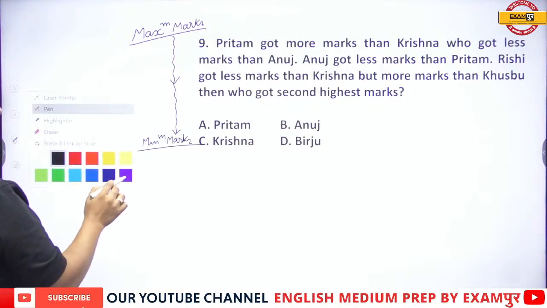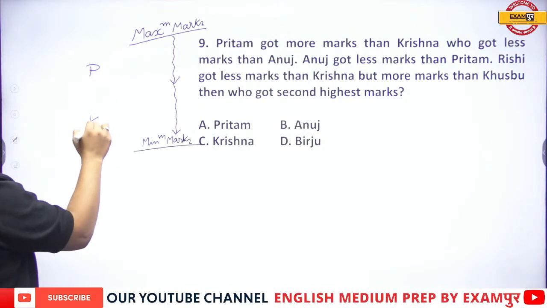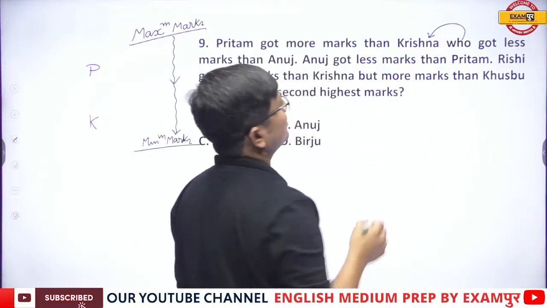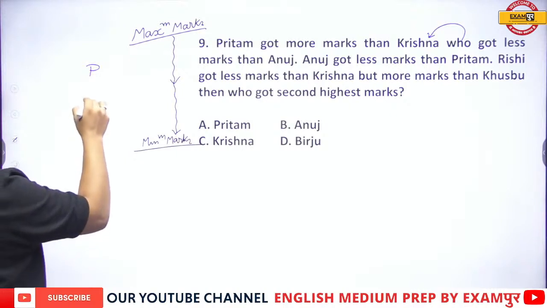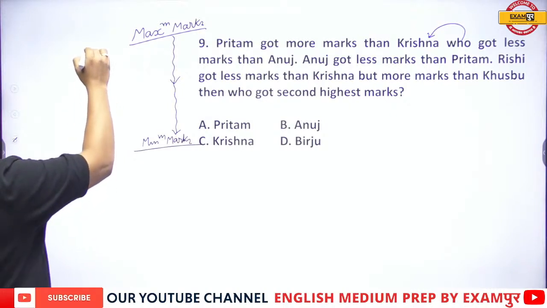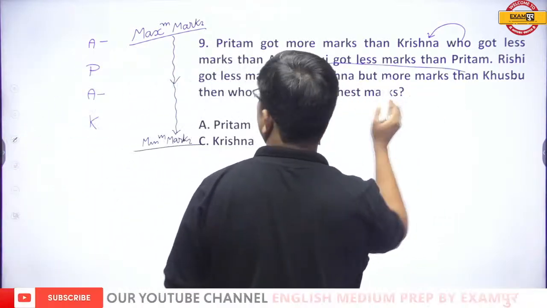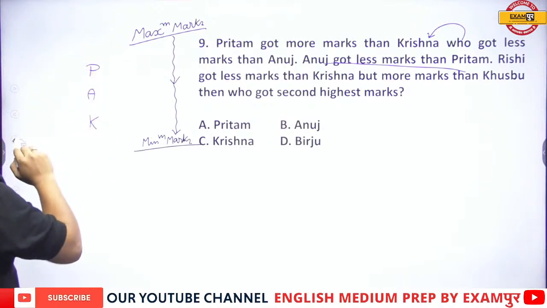my dear students, that Preetham got more marks than Krishna, and Krishna, see, whenever "who" comes, it refers to the person just before. Krishna who gets less marks than Anuj. Now Krishna gets less marks than Anuj can be here. But here it is clearly telling Anuj gets less than Preetham. Now since it is clearly telling that Anuj gets less than Preetham, it is in this manner.